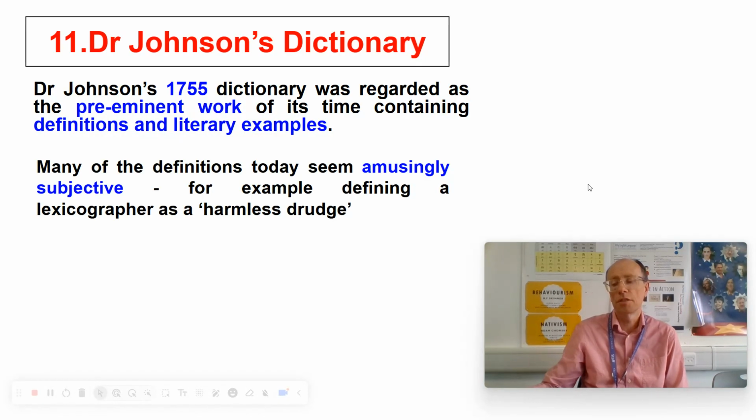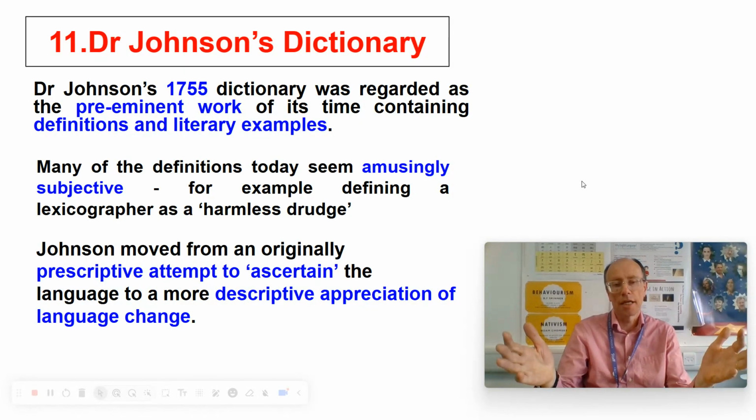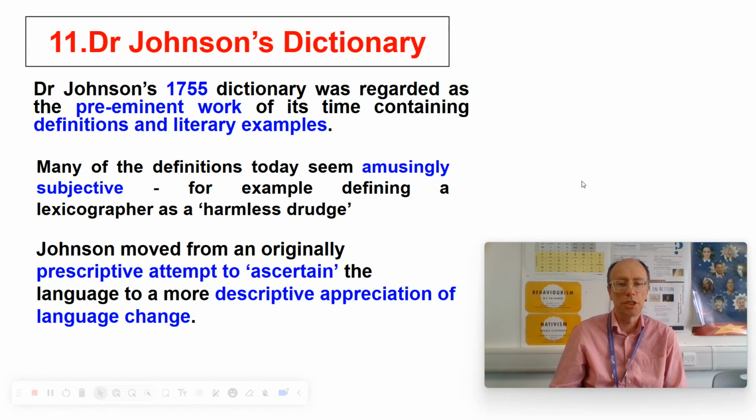Many of the definitions today wouldn't pass muster, and they seem to us amusingly subjective. So, for example, he defines a lexicographer, which means a person who writes dictionaries, as a harmless drudge. And what's interesting about Johnson is that when he sets off on his enterprise, what he's trying to do is ascertain the language. He's trying to fix the language and stop it from changing.